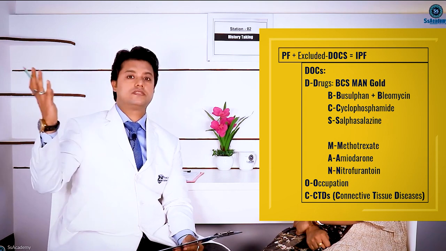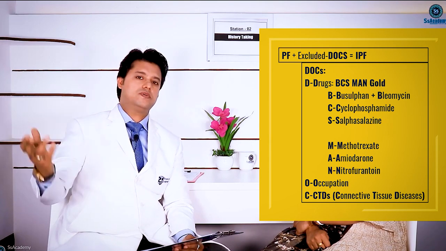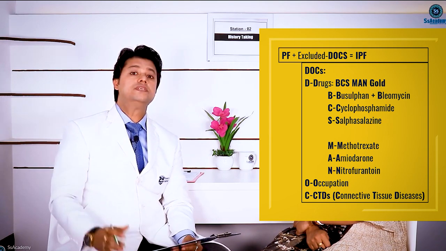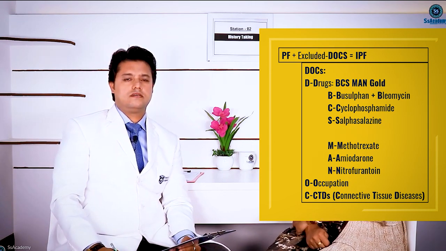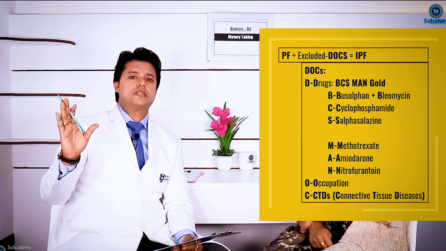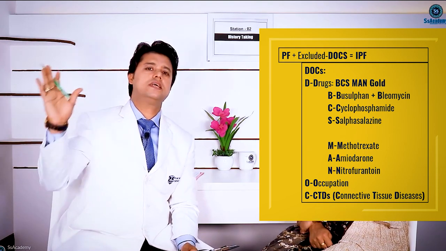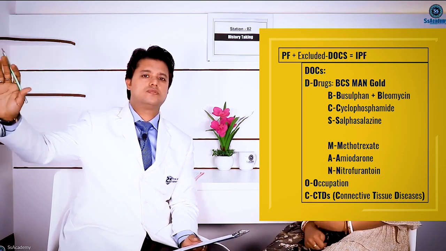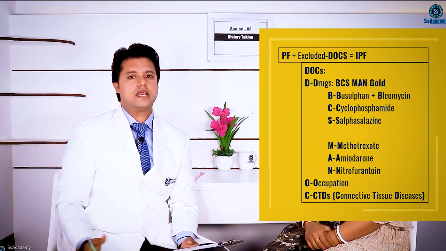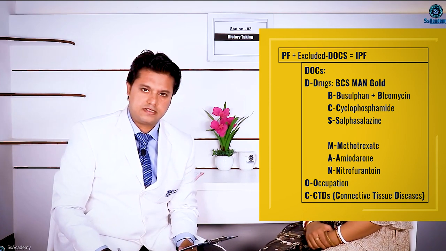And the farmer's lung that you said, so the occupation should be the farmer's, and the pigeon racers, you need to ask that history to evaluate the extrinsic allergic alveolitis. So once again, evaluating the first differential diagnosis of pulmonary fibrosis, under the headings of the dust, should be excluded before diagnosing your case as cryptogenic fibrosing alveolitis.